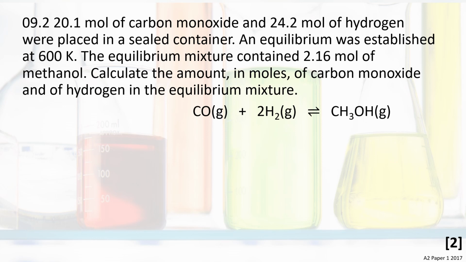Here's the first part of the question. 20.1 mole of carbon monoxide and 24.2 mole of hydrogen were placed in a sealed container. An equilibrium was established at 600 Kelvin. The equilibrium mixture contained 2.16 mole of methanol. Calculate the amount in moles of carbon monoxide and of hydrogen in the equilibrium mixture.